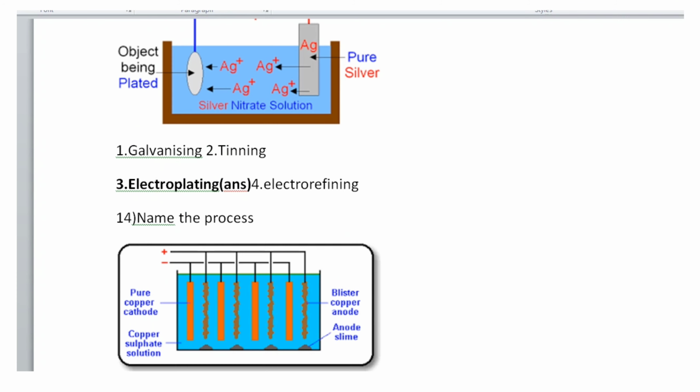Then the 14th question is which type of process it is, or name the process. In this case blister copper acts as an anode and pure copper acts as a cathode. Here anode mud is collected. This process is known as electro-refining of blister copper. Blister means impure copper, refining means purification.